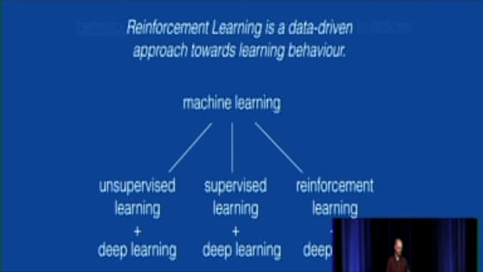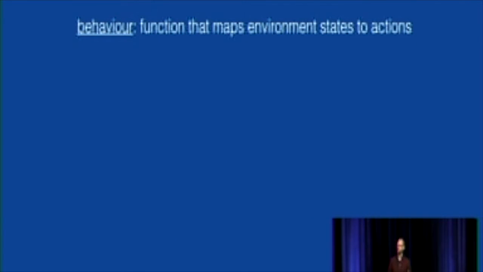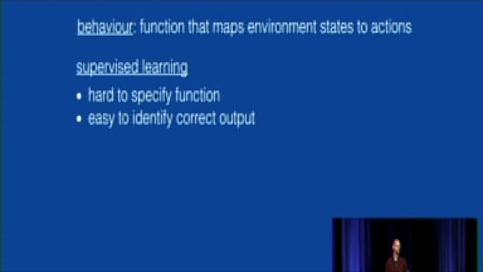First, to talk a little bit more about what reinforcement learning is, I want to make a comparison with supervised learning, because I'm going to assume most of you are familiar with supervised learning. Our goal is to learn behavior, and behavior is nothing more than a mapping from environment states to actions. You might think, why can't we just use supervised learning for that? It's just about estimating a function. In principle, you could do that, but supervised learning is especially great if the following two conditions hold. It's hard to specify the function, but it's easy to identify the correct output.